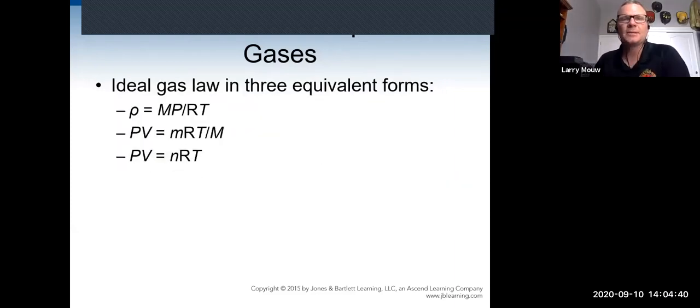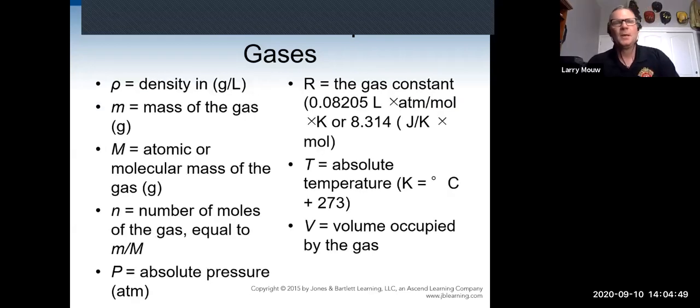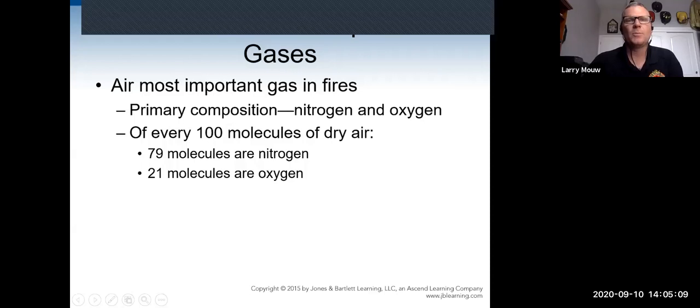Talk about the ideal gas law in 3 equivalent forms. So these are some of the ideal gas laws, and we can make some determinations and find some things out because of these 3 gas laws. So we look at some of the different things that are involved in the ideal gas laws. It deals with density, it deals with the mass, it deals with the atomic molecular mass, the number of moles, which is basically the number of, say, hydrogen particles that are in that total volume, absolute pressure, some of these other things. Air is the most important gas in fires.